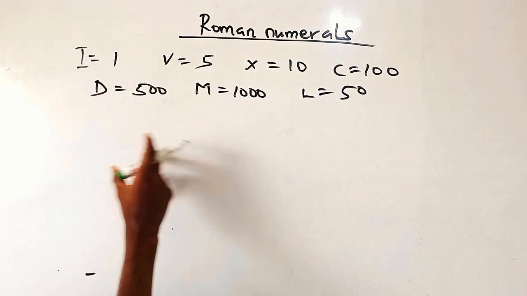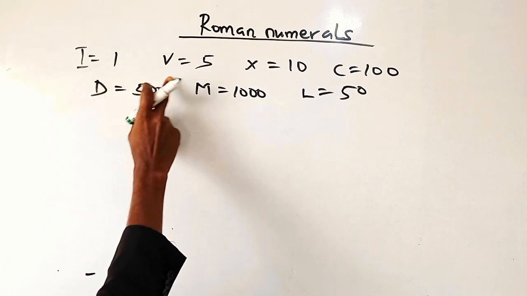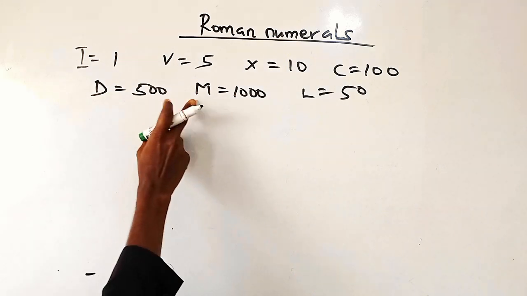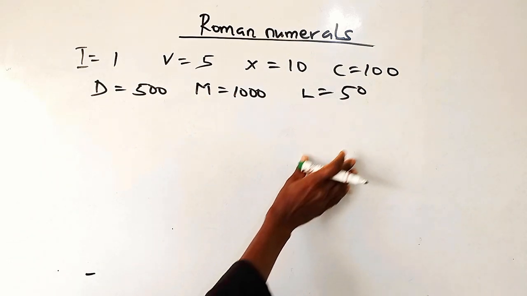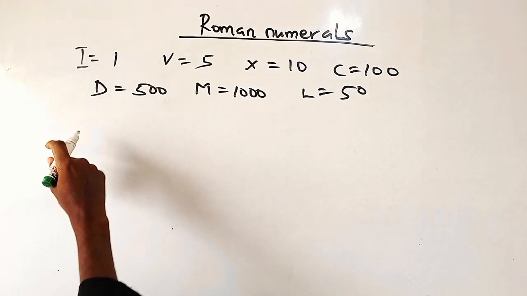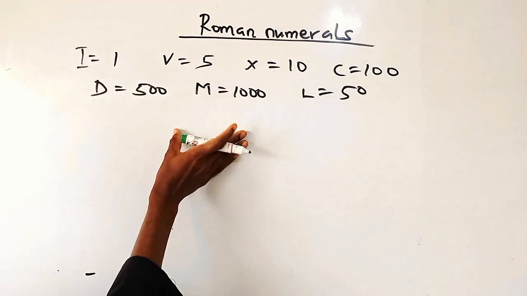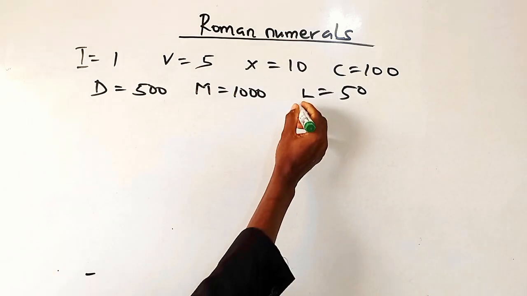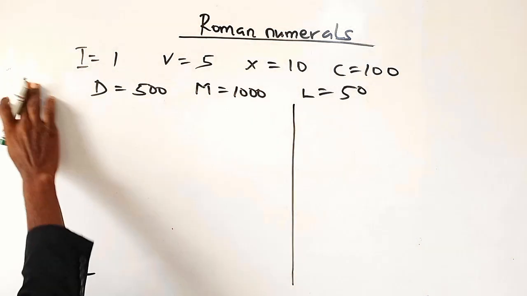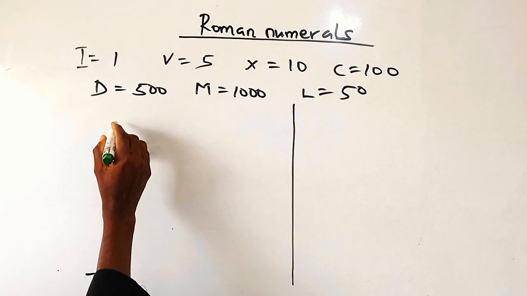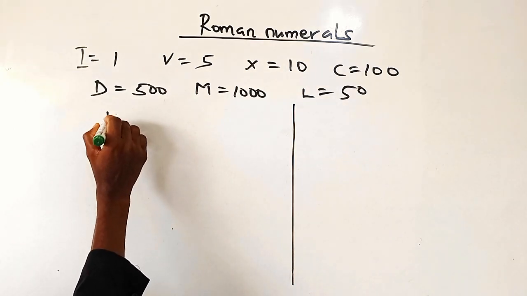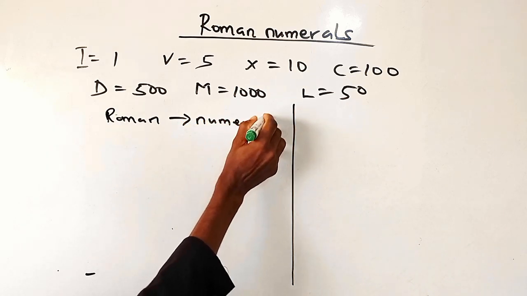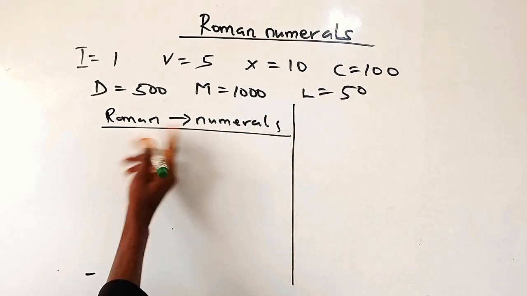So in our Roman numerals, we have I to be 1, V to be 5, X to be 10, C to be 100, D to be 500, M to be 1000, and L to be 50. So how can we write from our numbers to Roman numerals, and how do we write from Roman numerals back to numbers? So let us explore that this morning. How do we convert numbers from Roman numerals?